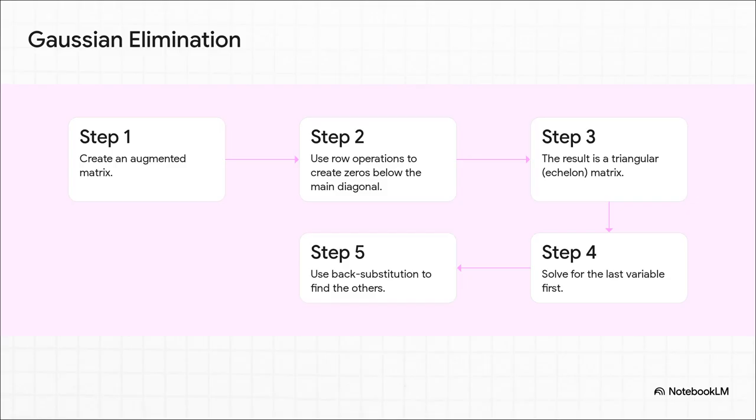Gaussian elimination feels more like you're solving a puzzle, step by step. First, you create something called an augmented matrix, which is just a fancy way of saying you take your coefficient matrix A and stick the constant matrix B onto the right side of it. Then, using a few legal moves called row operations, your whole goal is to get a bunch of zeros in the bottom left corner. This turns it into a triangular shape that's super easy to solve. The last variable just pops out, and you find the rest by working your way back up. They call it back substitution, which is a perfect name for it.